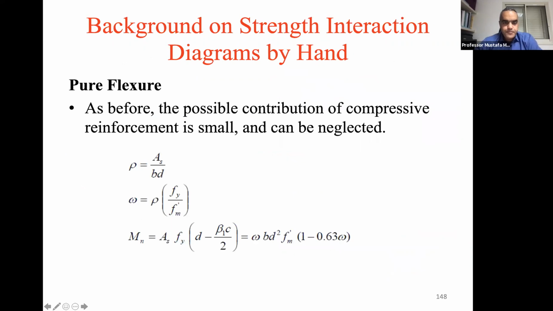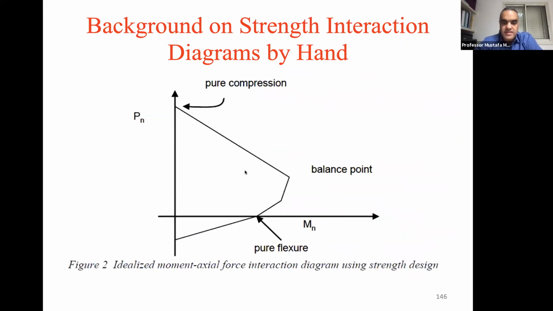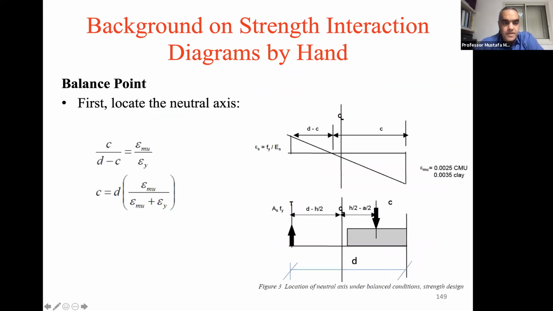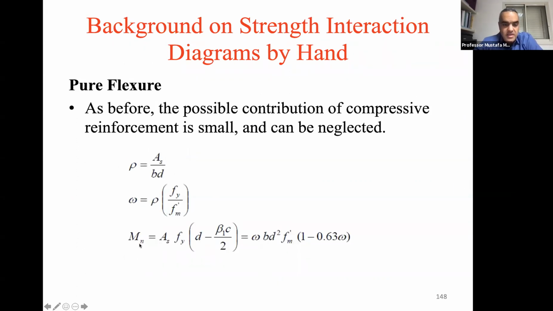And then for the pure flexure, which is on the horizontal axis, that's the pure flexure point here. That is done using the reinforcement and the reinforcement index, so M sub n is equal to, ignoring any axial load, so the axial load is 0, A sub s F y times d minus beta 1 c over 2, right? Pure bending. We find that, and then we locate it at the horizontal axis.